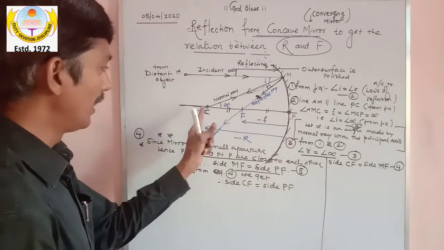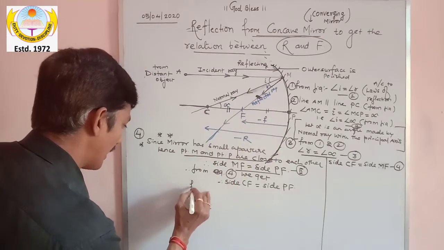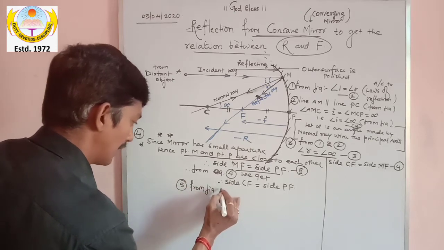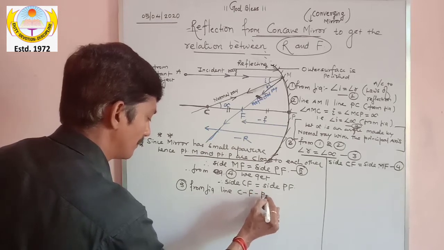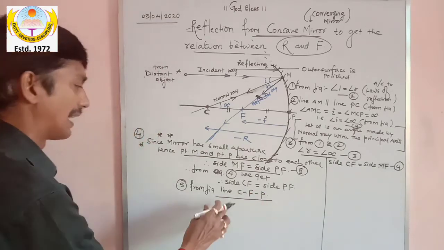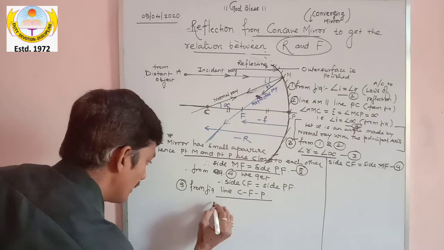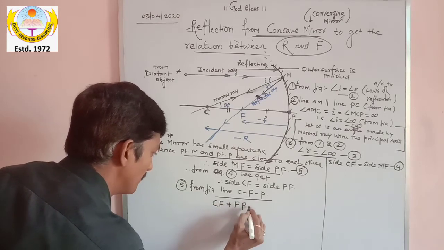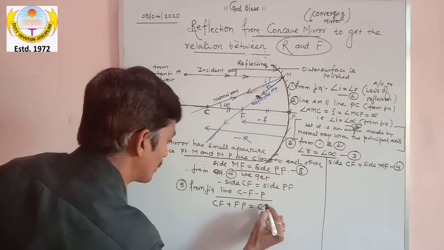Okay, now if I have taken this, look at this from figure, point number 5. From figure, I have taken line CFP. From figure, line CFP, you can see line CFP. So line CFP, you can say CF plus FP, CF plus FP is equal to CP.